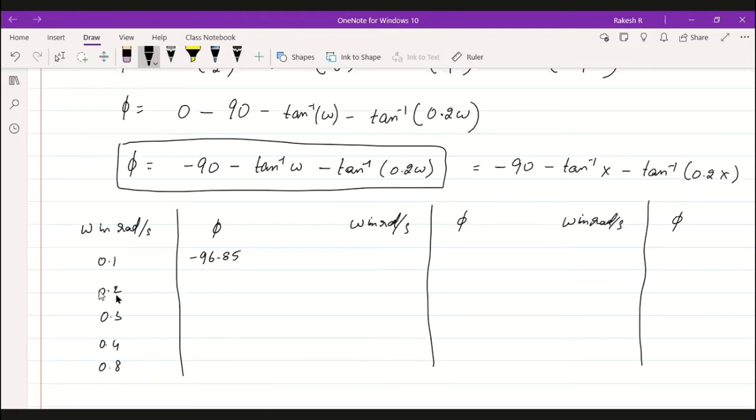Similarly, do it for 0.2. How much did you get for 0.2? Minus 103.60. Similarly, for 0.3, you got minus 110.13, and for 0.4, minus... Sir, the calculation should be in radians, sir.